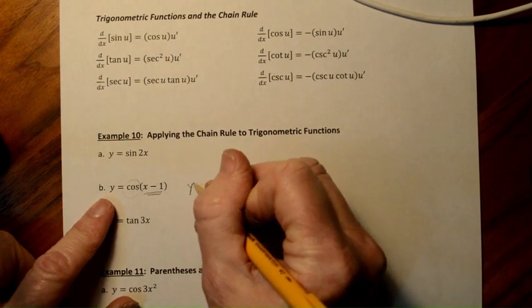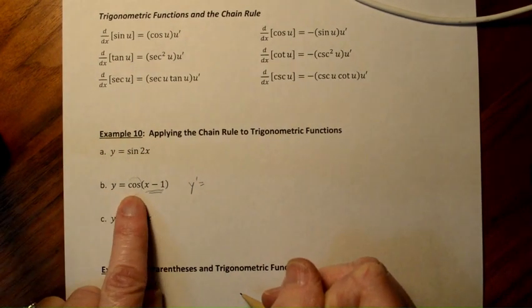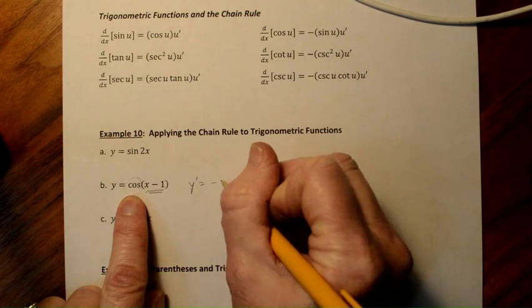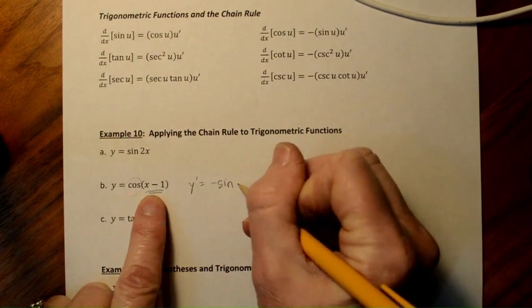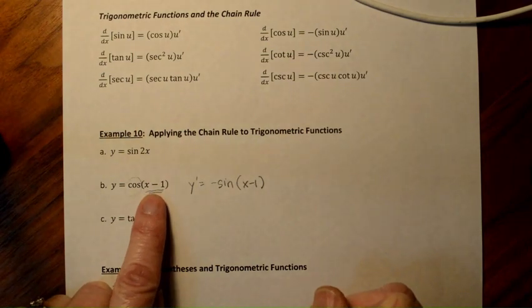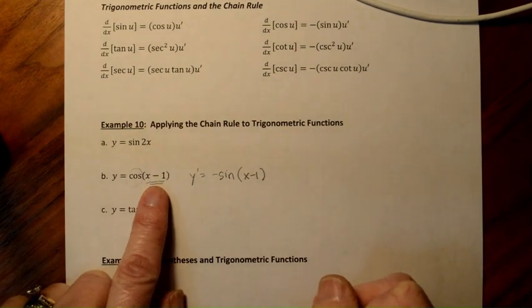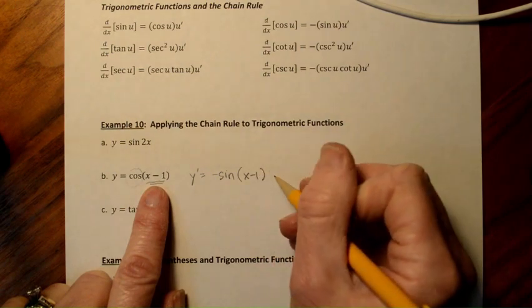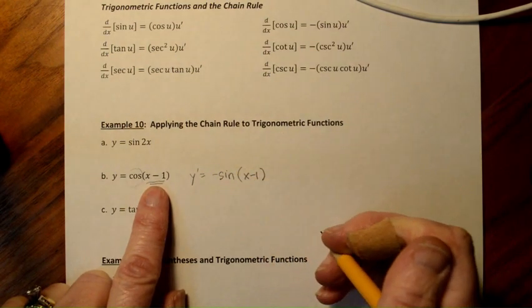So in this case, y prime is going to be the derivative of the outer function, which is negative sine. Again, preserve the inner function right there, and then take the derivative of that. All right, so the derivative of x minus 1 is just 1, and so that is our derivative right here.